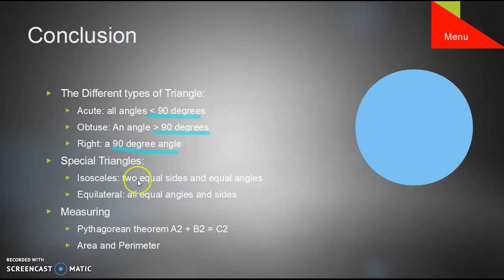An isosceles triangle has 2 sides that are the same and 2 angles that are equal. An equilateral triangle, all the angles are equal and all the sides are equal. And for measuring triangles, you have the Pythagorean theorem, which only works on right triangles, and you have those properties for area and perimeter.